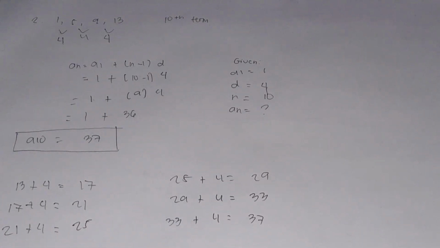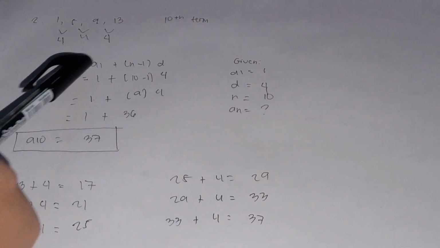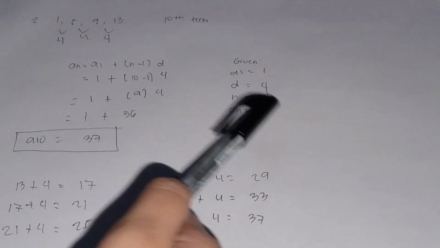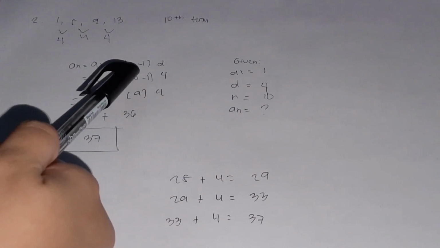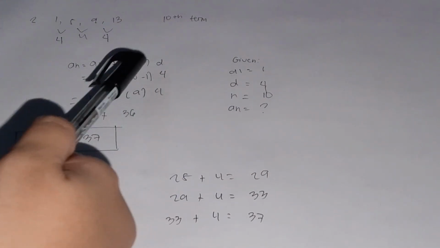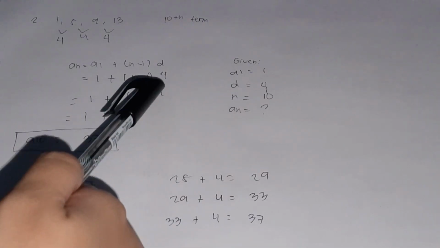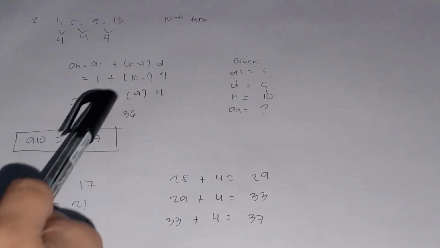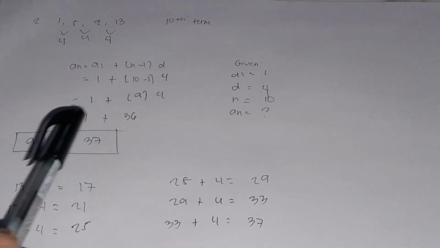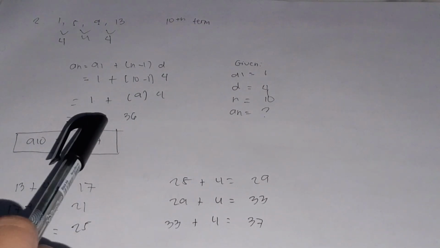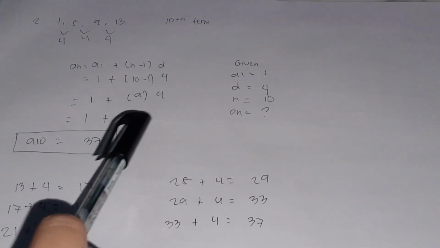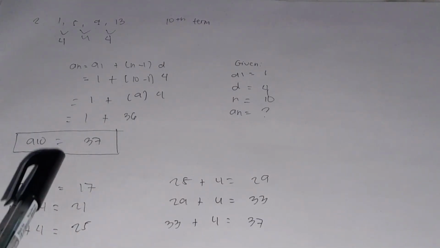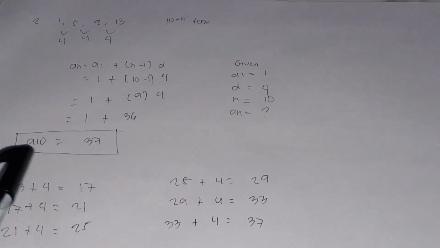So let's just distribute it. a1 is 1, plus n is equal to 10, so let's write 10 and copy the minus 1, and then write our d here, which is 4. Then bring down 1 and plus, copy the sign, and then 10 minus 1 is equal to 9. Bring down again your number 4, and then bring down number 1, then copy the sign. 9 times 4 is equal to 36, and lastly you just add 36 plus 1, and that is equal to 37. So that's the answer for our 10th term.